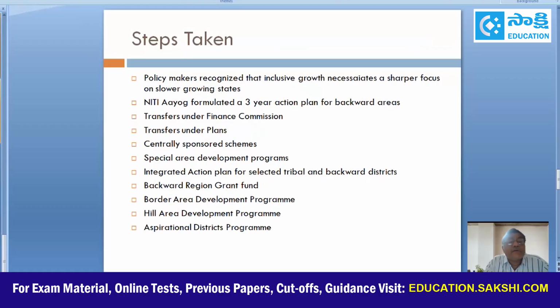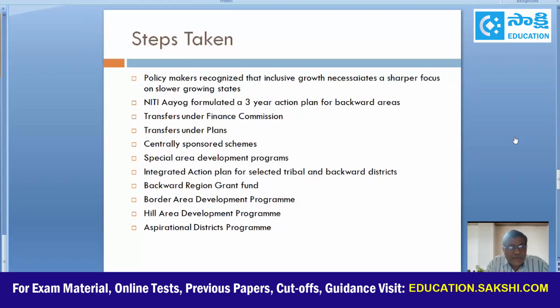The policymakers recognized that inclusive growth necessitates a sharper focus on slower growing states. See, we have been observing that some of the states were lagging behind in terms of both physical and social infrastructure, and some states were lagging behind in terms of achieving rapid economic progress. So, inclusive growth necessitates a sharper focus on slower growing states, especially the backward regions in the country. In those areas, there is a need to enhance public investments in both physical and social infrastructure.